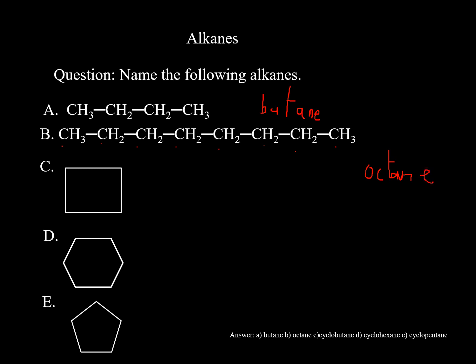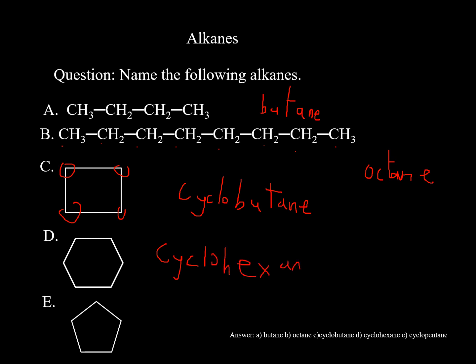The next one, these are skeletal structures. So this one would be, there's 4 carbons, 1, 2, 3, 4. These would be cyclo, because it's a ring, cyclobutane. The next one, there are 6 carbons and in a ring, so cyclohexane. And in the last one, cyclopentane.